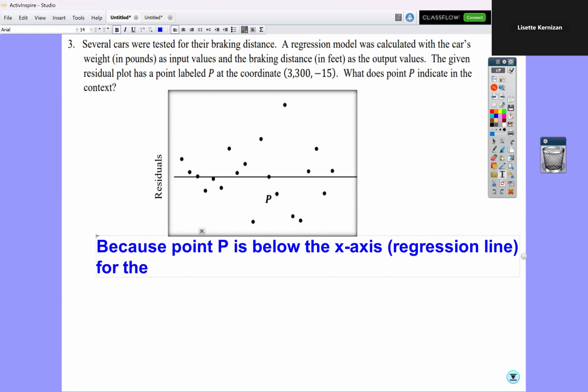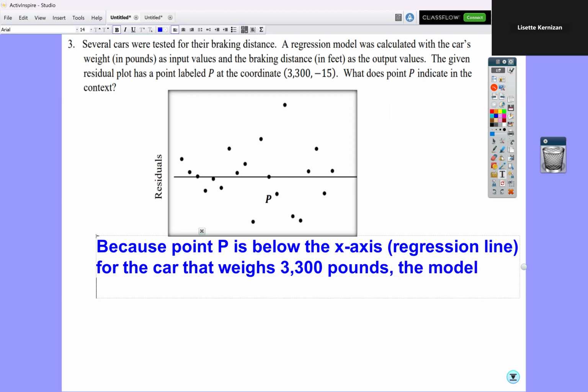for the car that weighs 3,300 pounds, the model overestimates the actual braking distance by 15 feet. Spelled braking wrong.